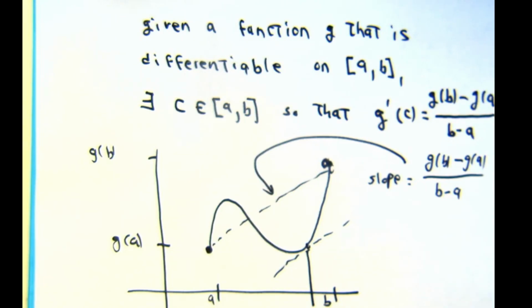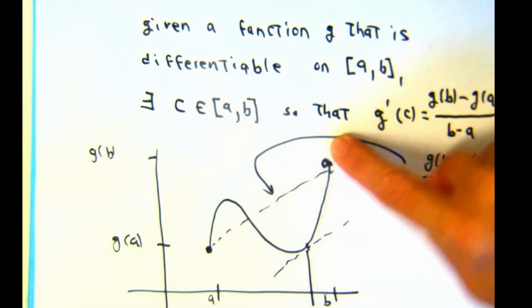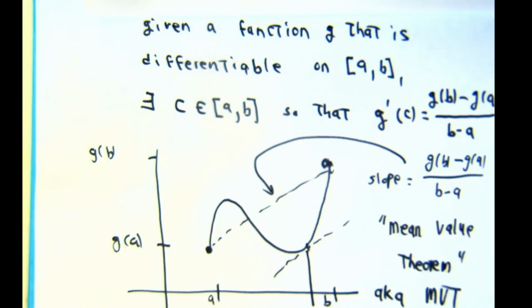So let me take even more language away. What does the mean value theorem say? Somewhere on this curve, there's a tangent line that's parallel to that line. That's all. So this is what we mean by the mean value theorem. What this has to do with anything is not clear at all, but it will be shortly.